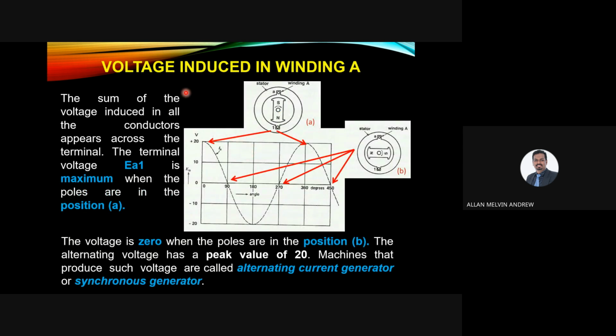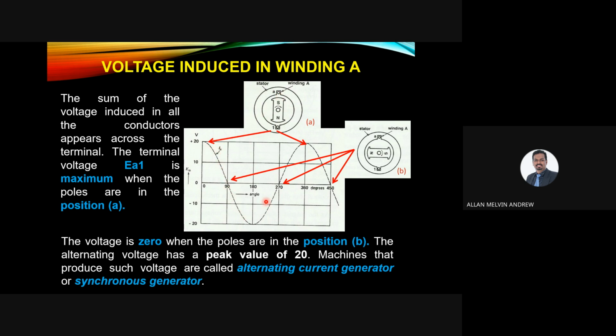The voltage is induced in the winding, let's call it winding A. The sum of the voltage induced in all the conductors appears across the terminal. The terminal voltage E1 is maximum when the poles are in position A. We can see this is A. When the magnet is straight to the terminals A1, it will generate maximum power.